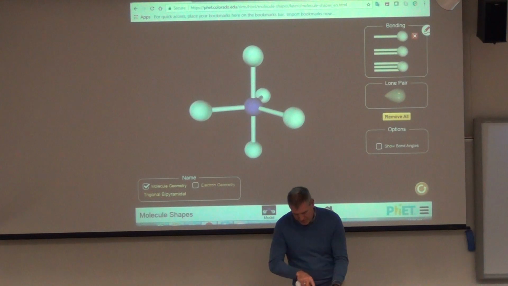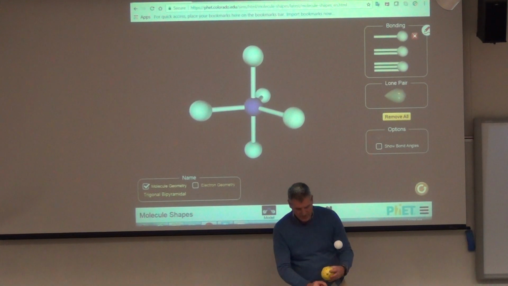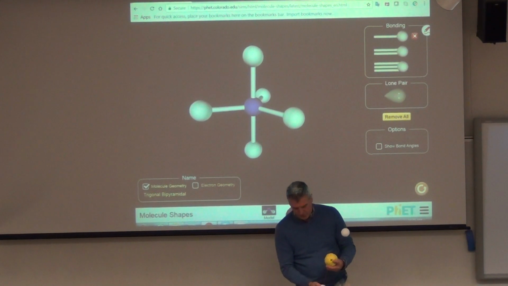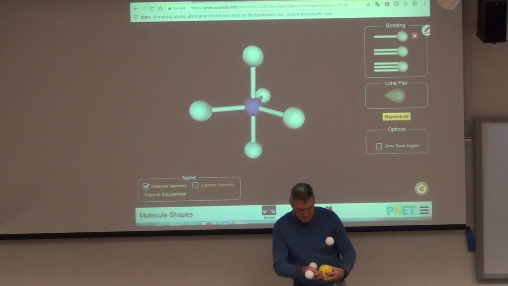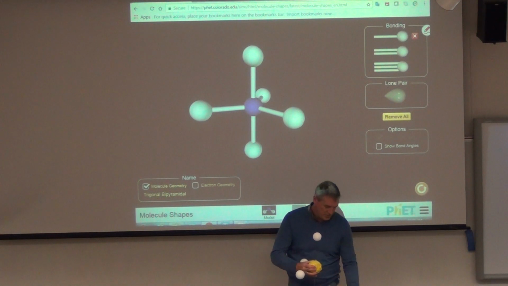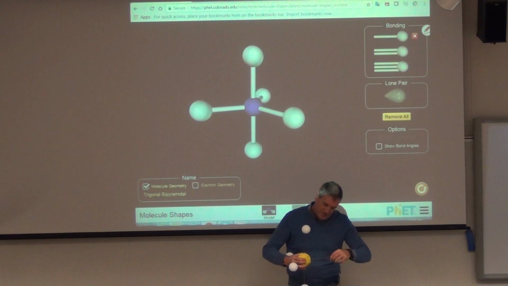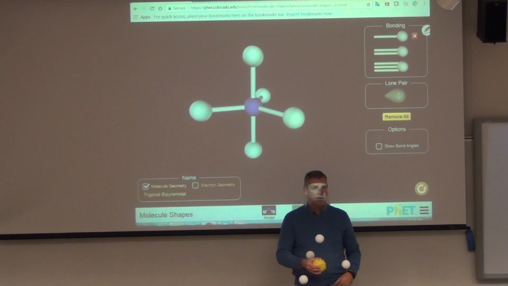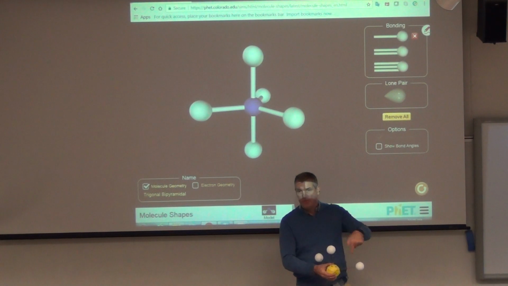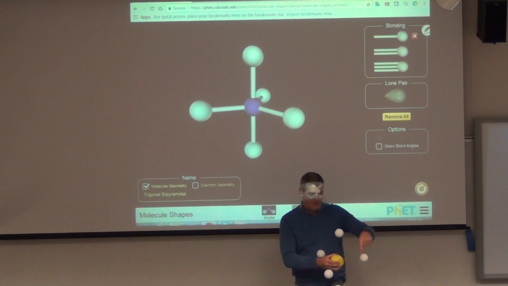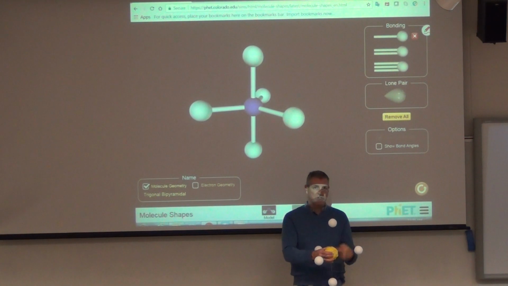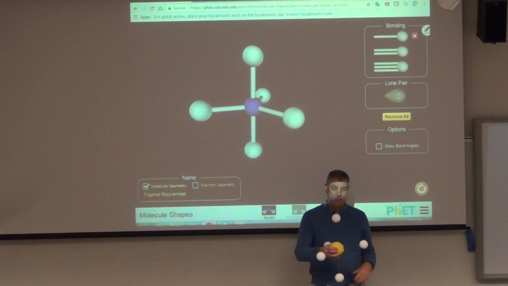So here are the verticals. And then in the horizontal plane, we're back to our planar triangle. These guys are all going to be in the same plane. These guys are going to be in the same plane. That's as far away as they can get.